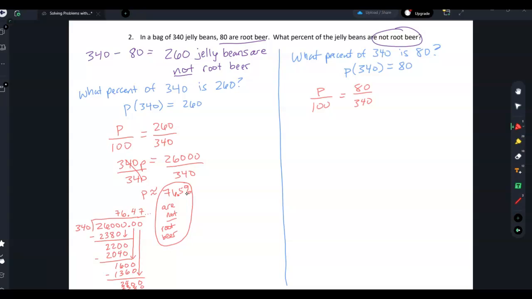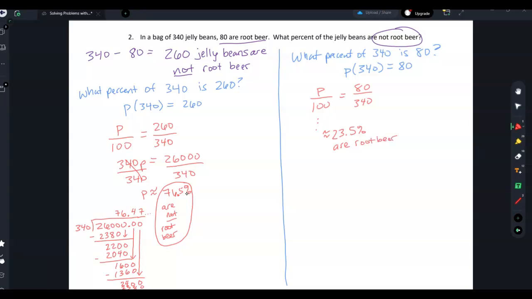So when you solve with those methods, just in the interest of time, I'm going to skip showing my division there. It's going to round again. It's going to be like 23.5% roughly. It's like 23.52 and it keeps going, right? But technically, when we find that, that's not the answer. That's 23.5% that are root beer.